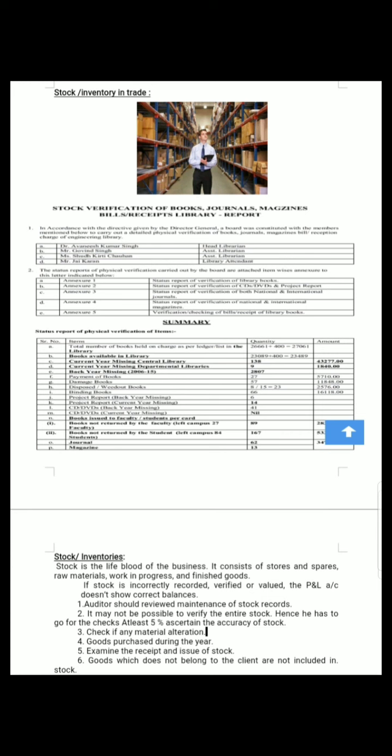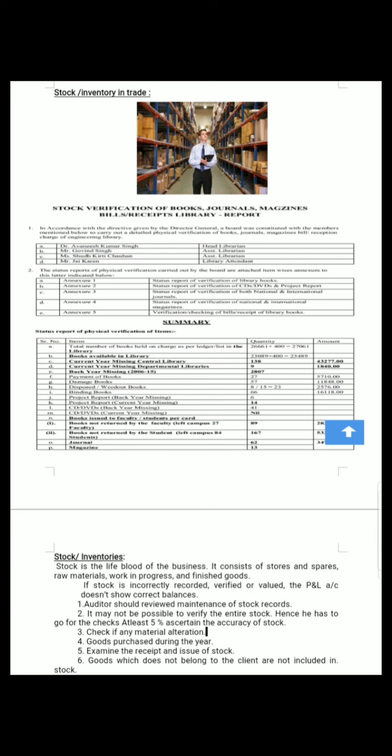And here I have given a small example. It is a stock verification which has been done in a library. They have done various things like the books, journals, magazines, and the bills or receipts which are concerned with the library. I have given this example so that you can understand very easily. So how will the stocks or inventory be verified?